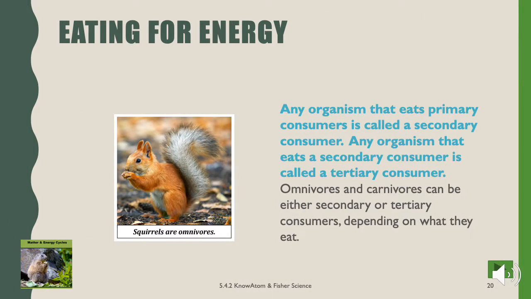Any organism that eats primary consumers is called a secondary consumer. Any organism that eats a secondary consumer is called a tertiary consumer. Omnivores and carnivores can be either secondary or tertiary consumers, depending on what they eat.